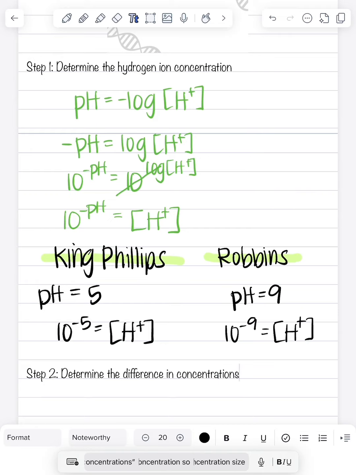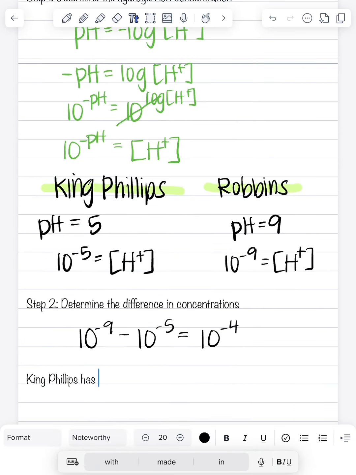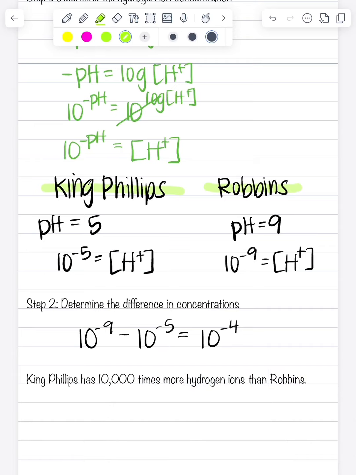Our second step is to determine the difference between those two concentrations. If we're trying to figure out the difference, then we take 10 to the negative 5, which is King Philip, and compare it with 10 to the negative 9, which is Robbins. So we have 10 to the 4. That tells us we have 10,000 times more hydrogen ions in King Philip than we do in Robbins. So again, the answer is 10,000.